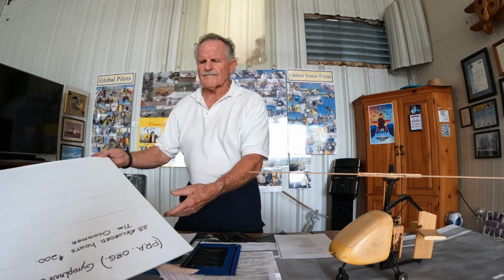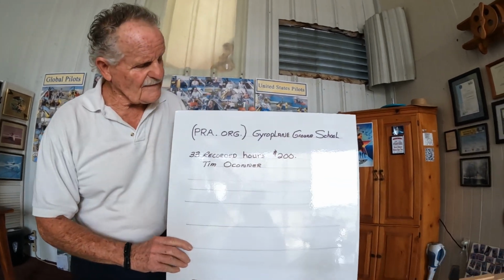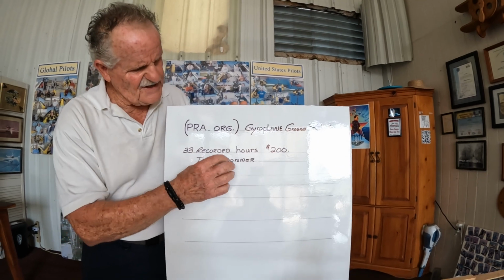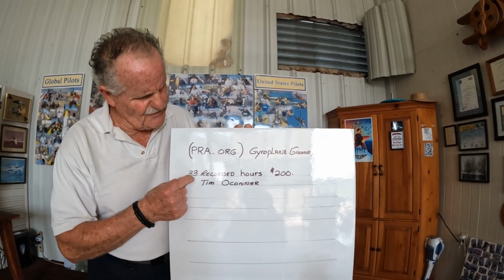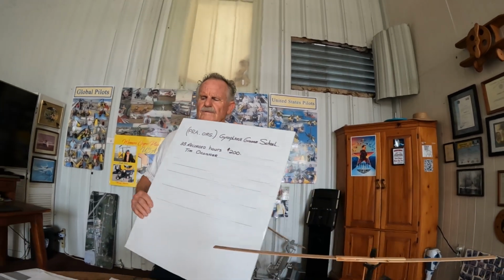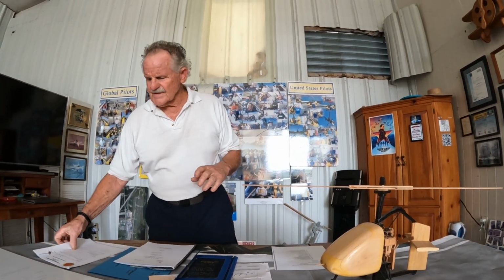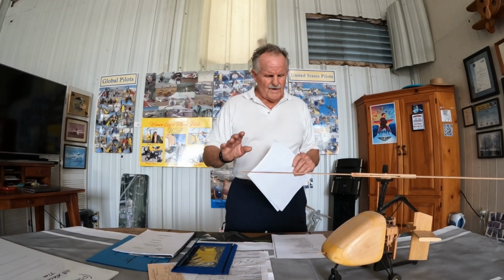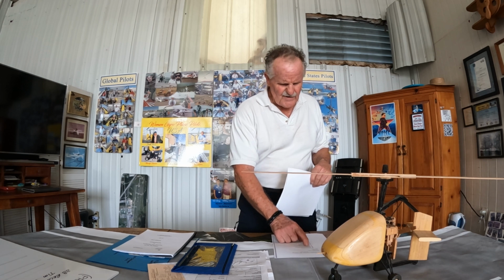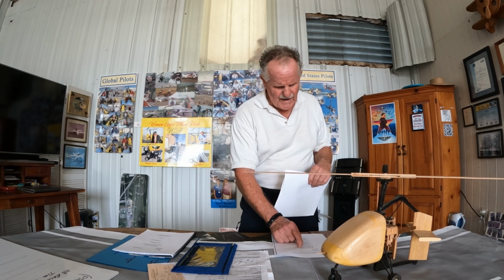However, there's a website. If you get onto the pra.org website, there's an online course, and it's done by Tim O'Connor, and you get 33 recorded hours for $200. Now, he covers, along with airspace, performance limitations, weather, cross-country, airworthiness requirements, all that. He goes a bit deeper.